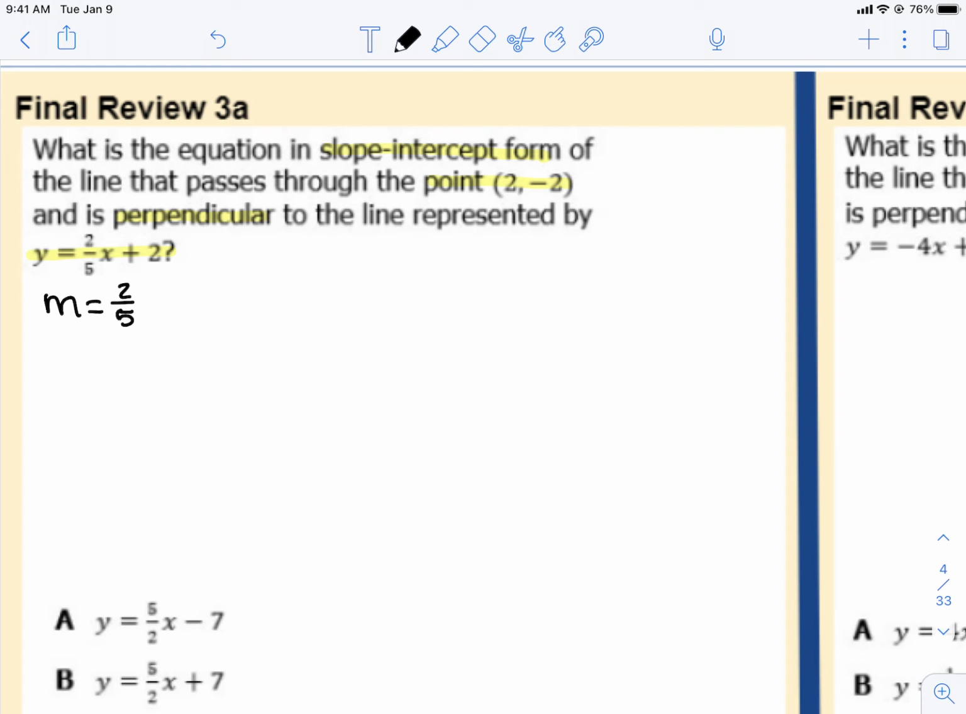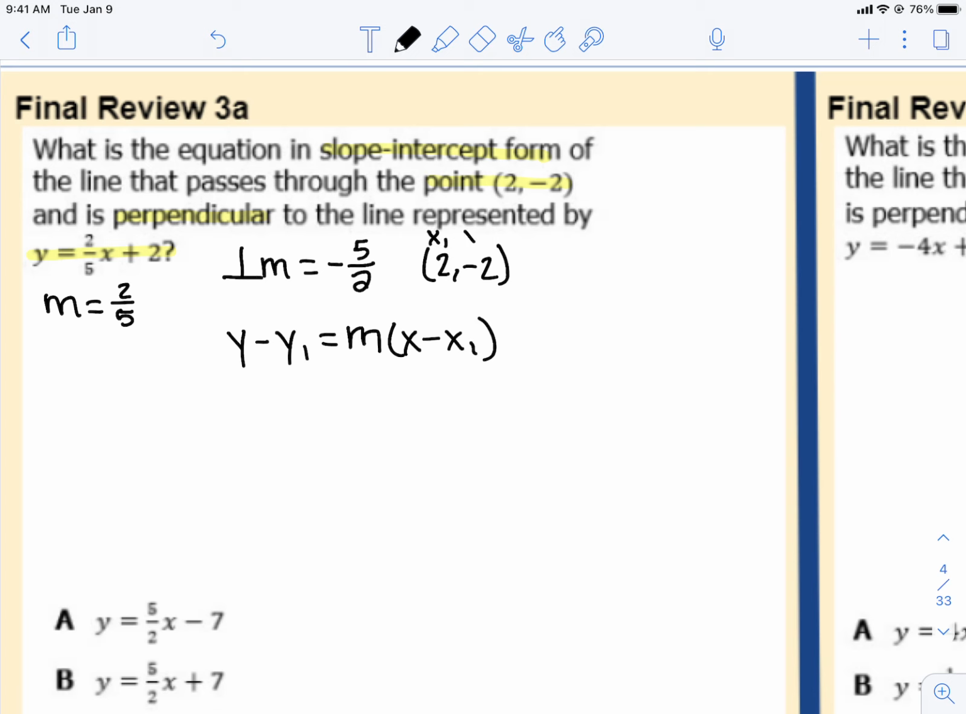So something that is perpendicular to it has to be opposite and flipped. So it's going to be negative 5/2. And I'm given a point (2, -2). Because I'm given a point and a slope, I need to plug it into the point-slope formula and then solve for y to put it into slope-intercept form. Okay, so I have x sub 1, y sub 1 and my m. So I have y minus -2 is equal to a negative 5/2 times x minus 2.